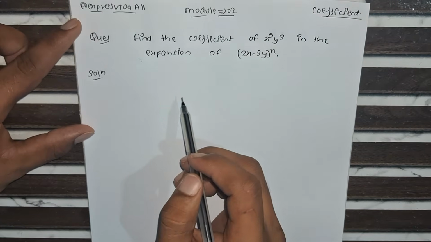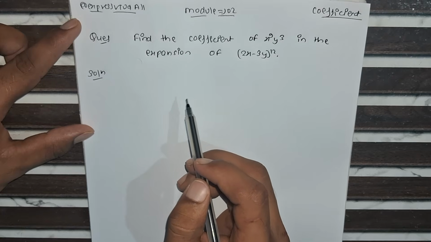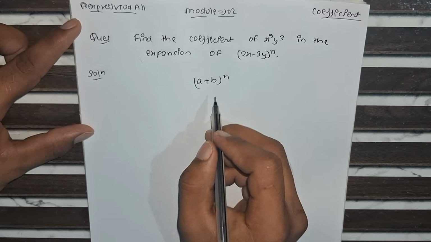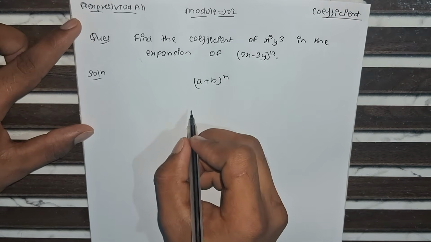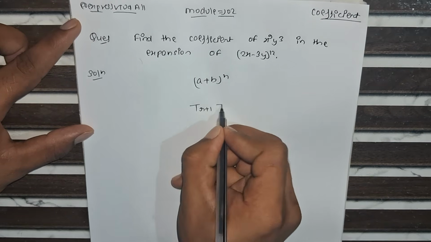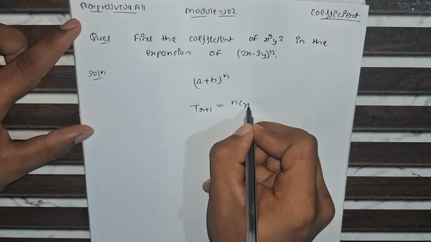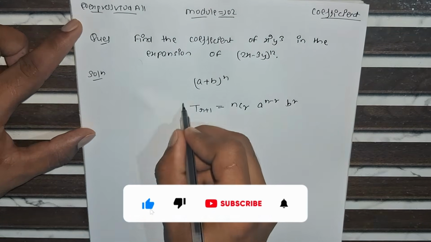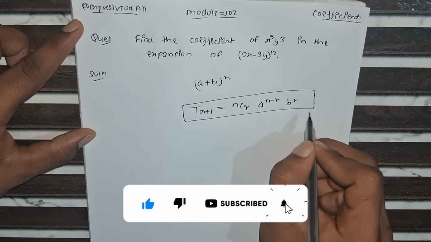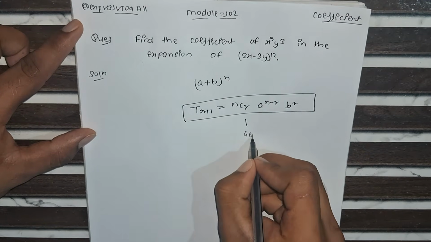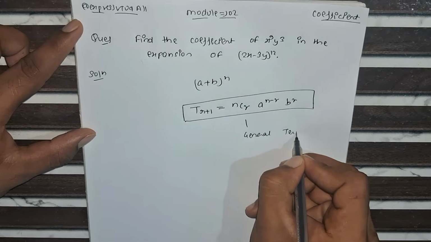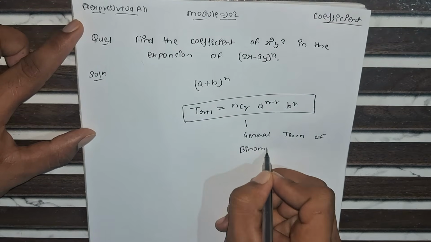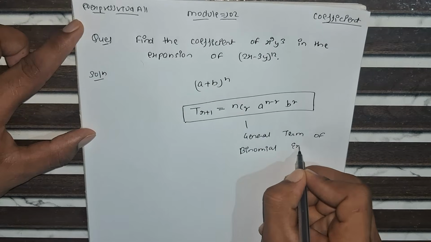So here first we write the general term of the binomial expression, which is (a plus b) to the power 12. How can we write it? This is nothing but t r plus 1, which equals n c r a to the power n minus r and b to the power r. This is the general term of binomial expansion.